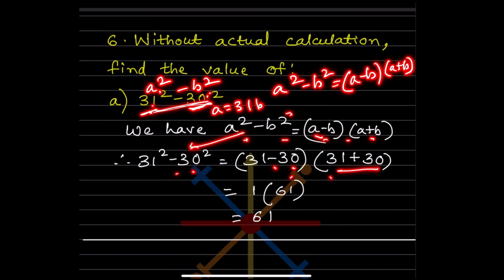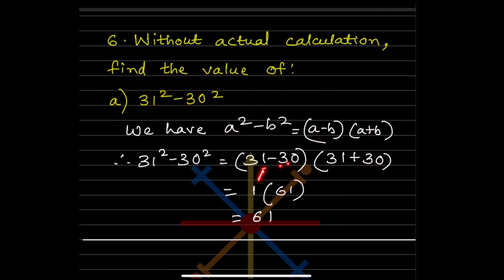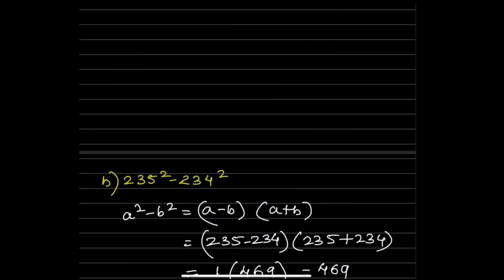So now what will you do? 31 minus 30 means 1. When you add, this is going to be 61. So when you multiply, the answer is 61. So we can say 31 square minus 30 square is 61.